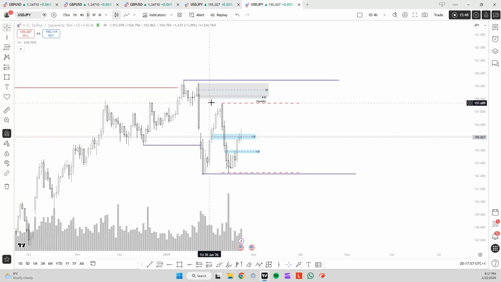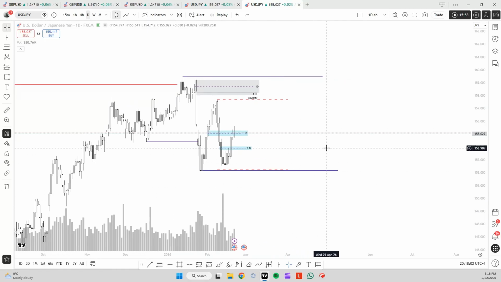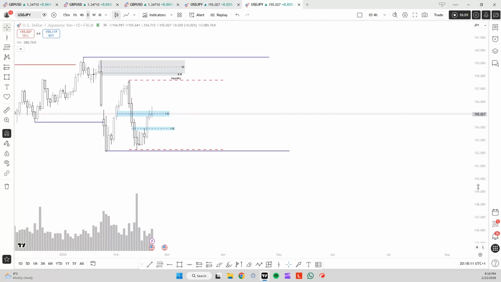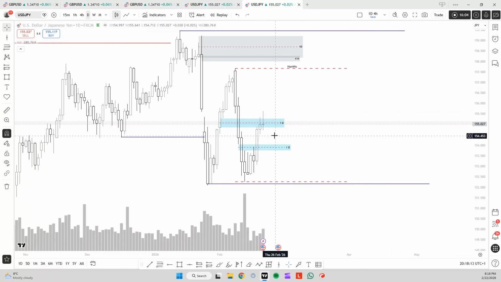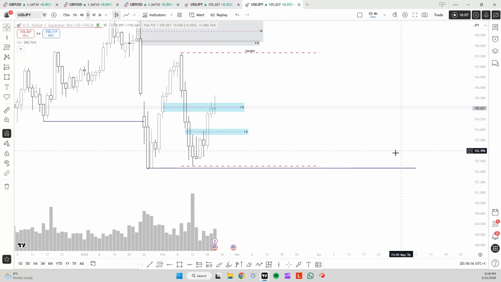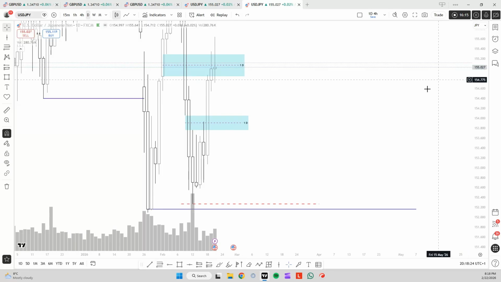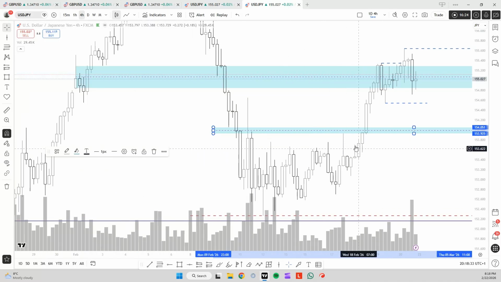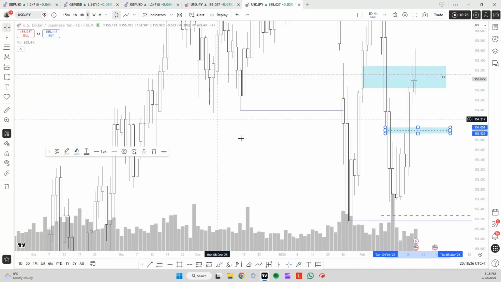I do expect this liquidity to be run before a continuation lower, but yeah, there may be a trade also towards this liquidity, just potentially. Or why not? But I wouldn't be so confident if I would take a trade like this. Well, it maybe shrinks like this. I don't know if it makes sense with the 4 hour. Yeah, never mind.